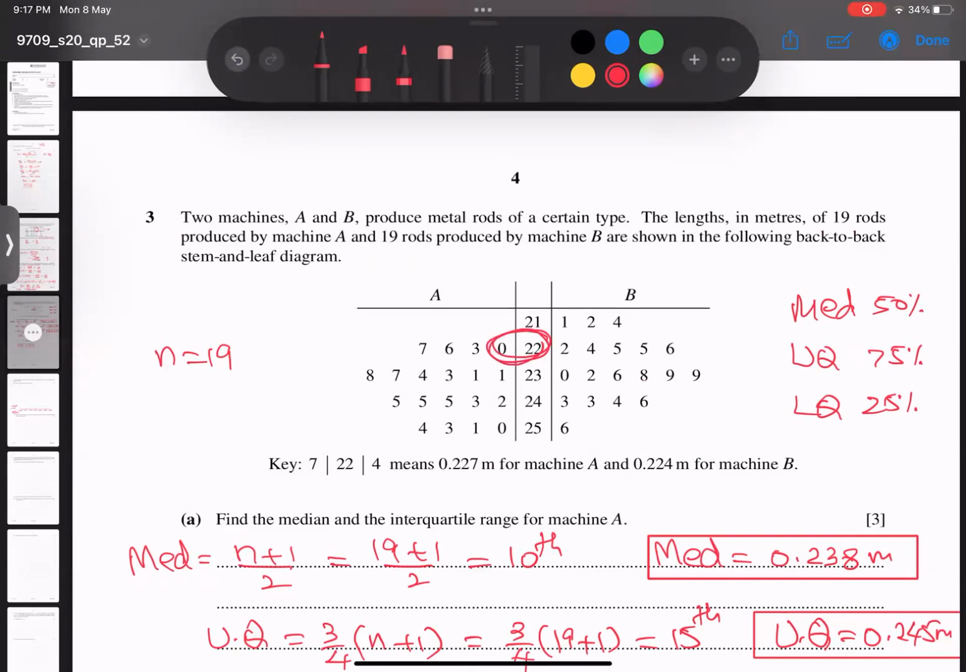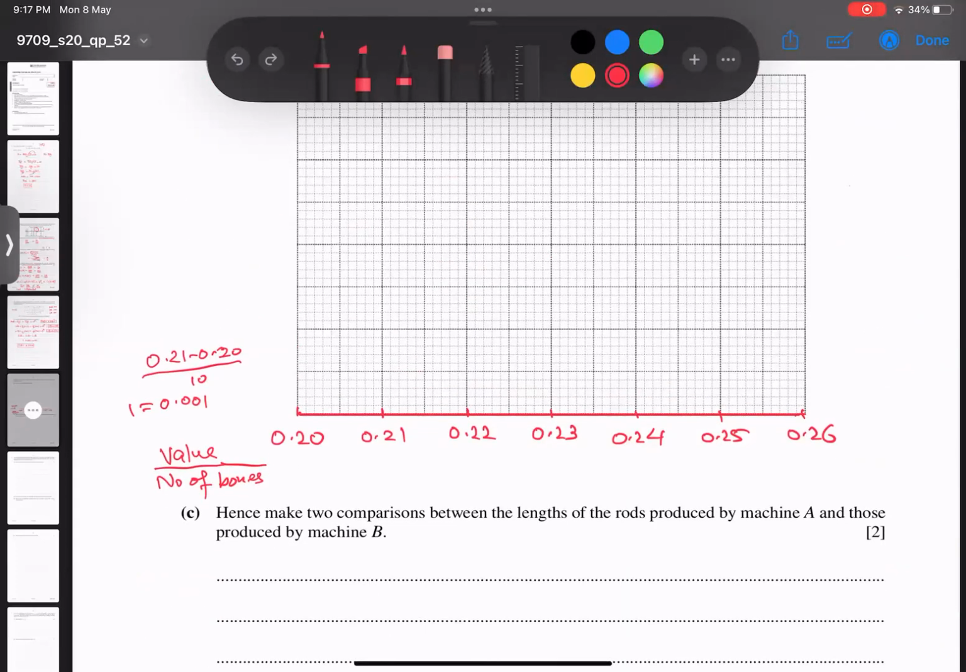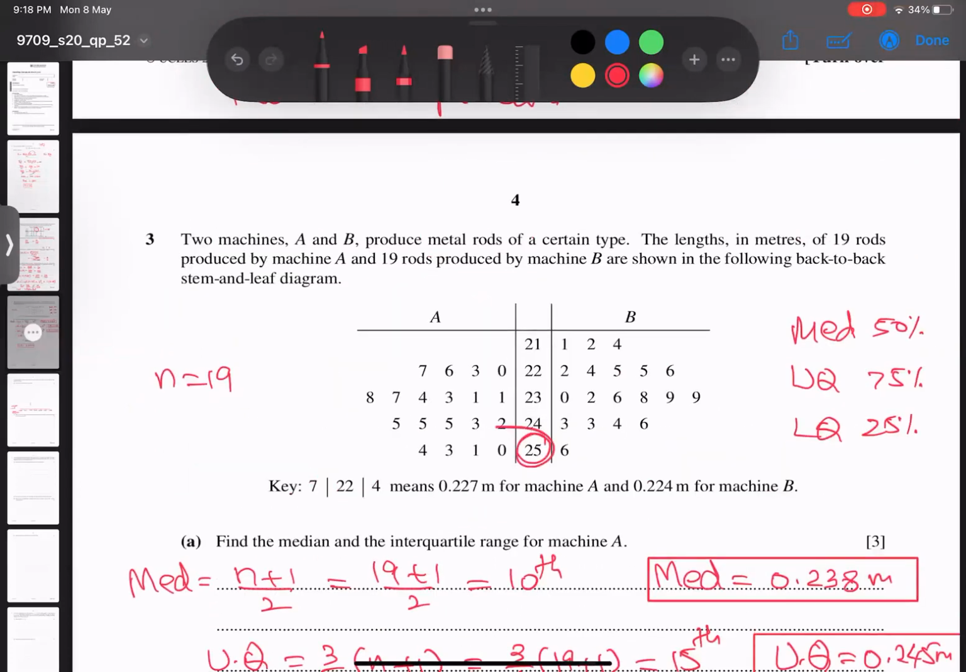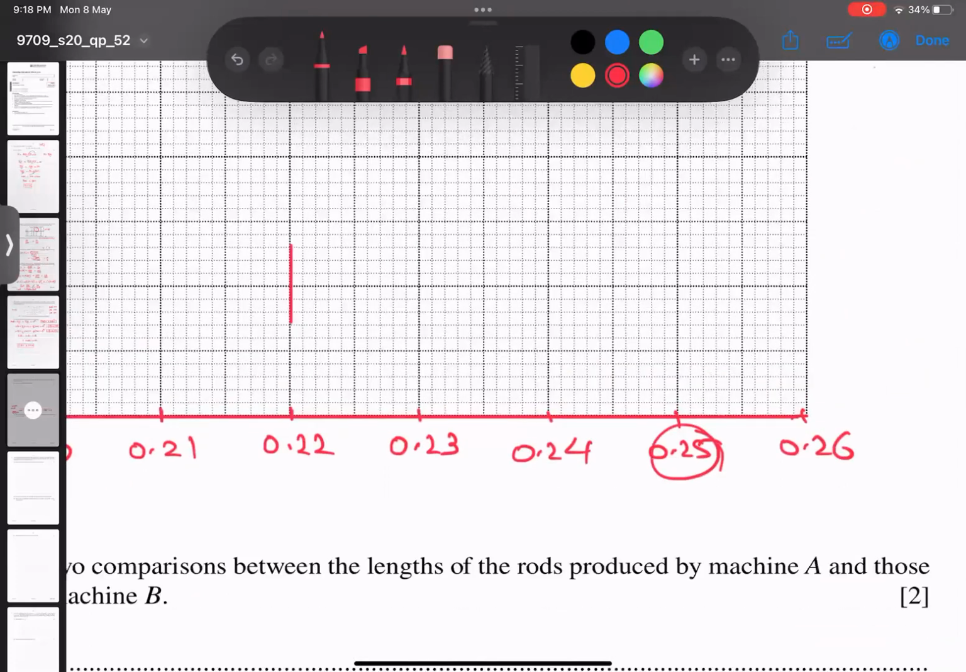0.220, the lowest value of A, 0.220. It means 220 is coming here, so I label it here. All right, next the upper value. What is the highest value here? 0.254. 0.25 is here, students. 0.251, 52, 53, 54. So it means four boxes.